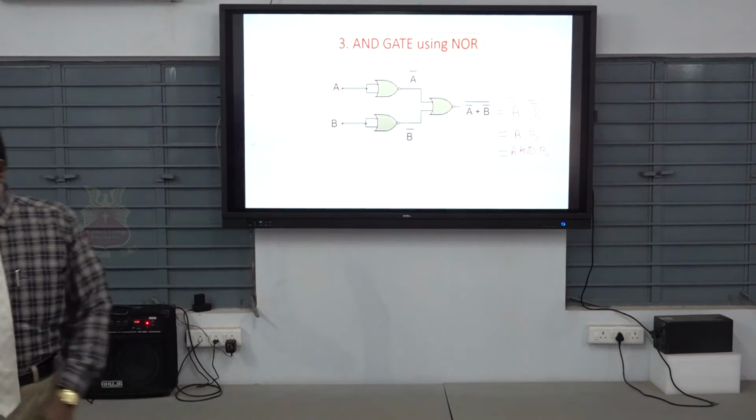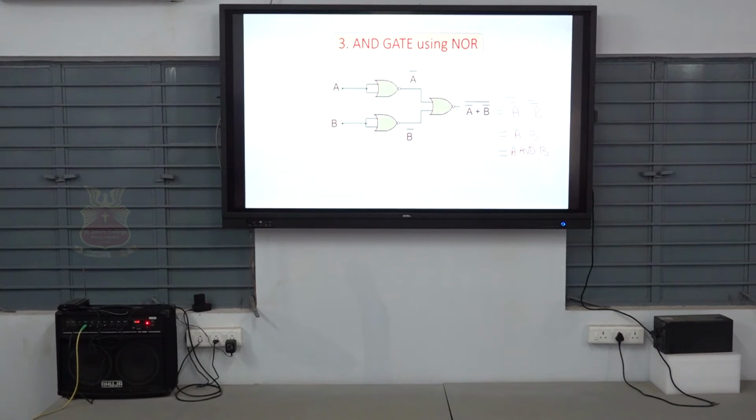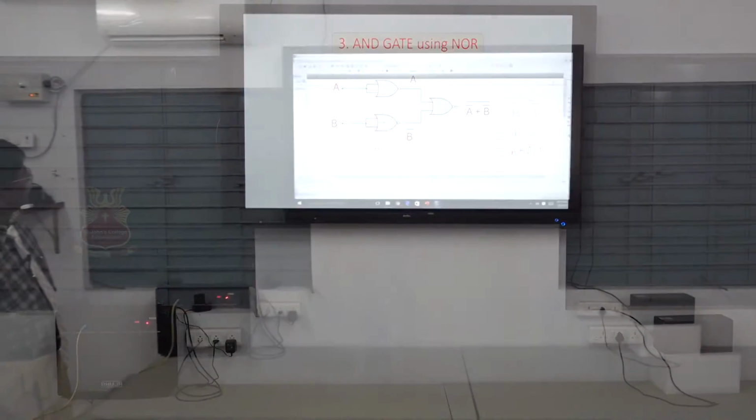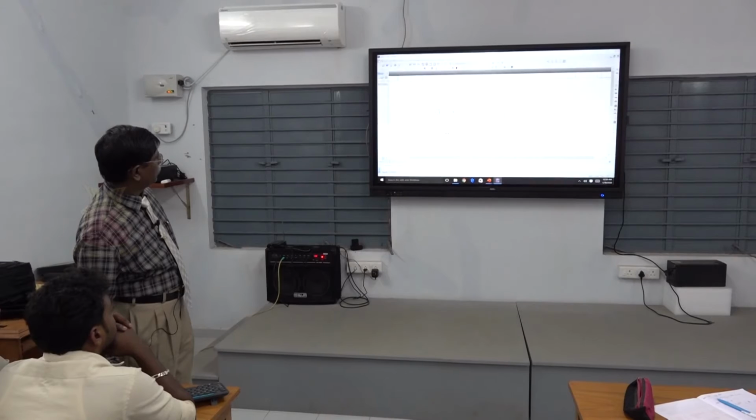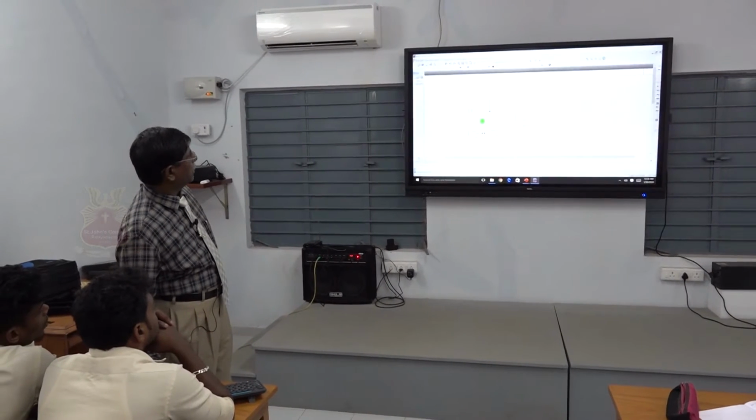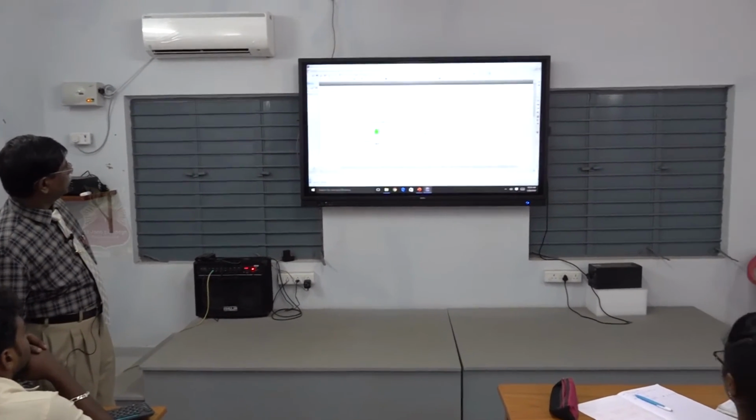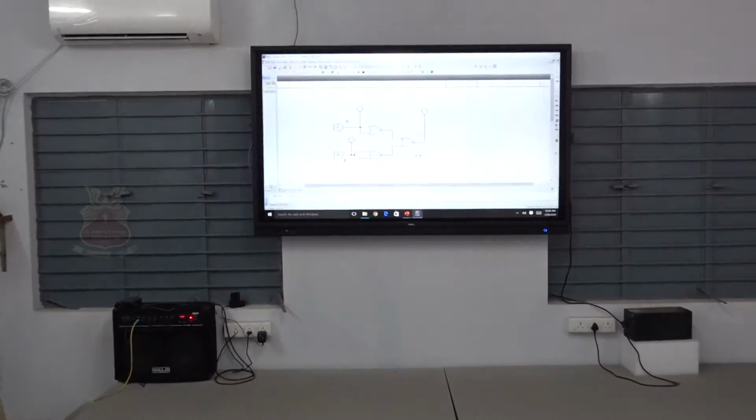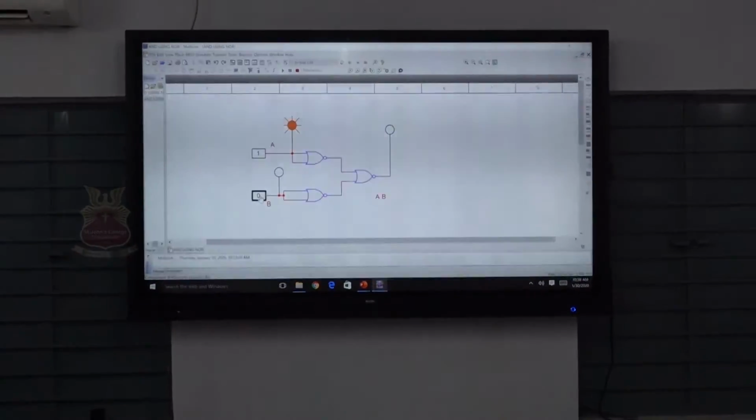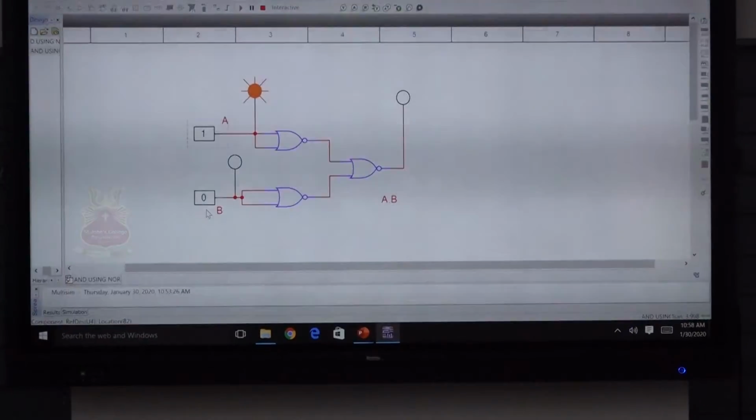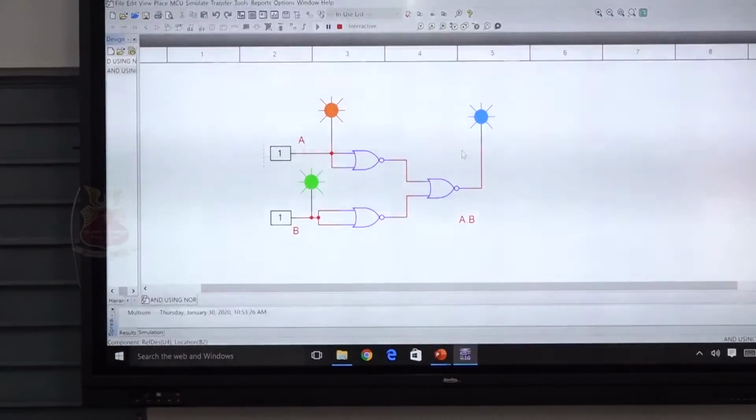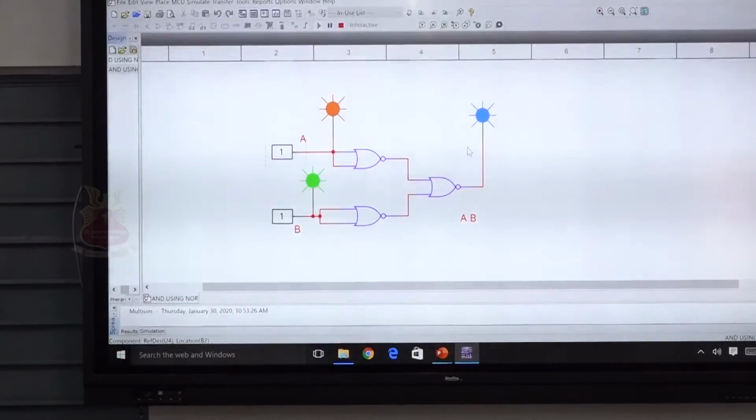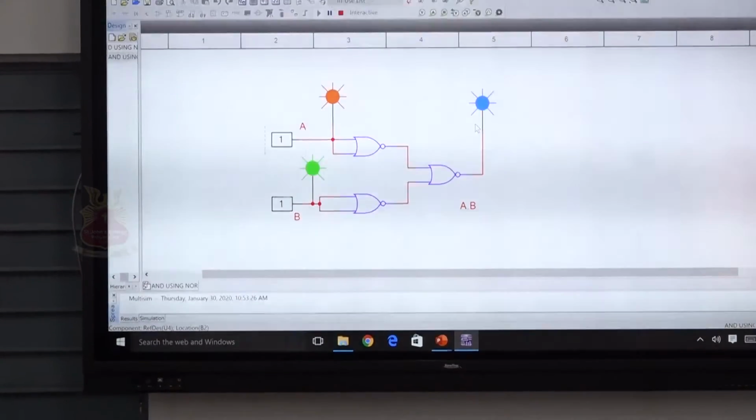This can be experimentally verified, or we can run a simulation and verify this circuit. For 0, 0, we get 0 output. Then A is equal to 0 and B is equal to 1. Again we get 0. Then A is equal to 1 and B equal to 0. Again we get 0. When both are made true, or 1, 1, it gives 1.